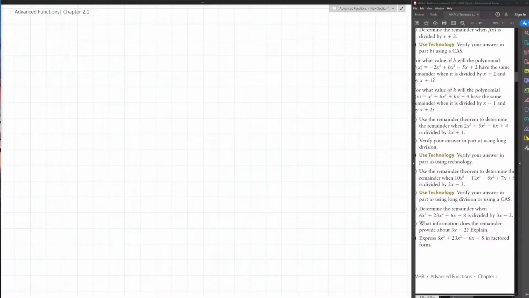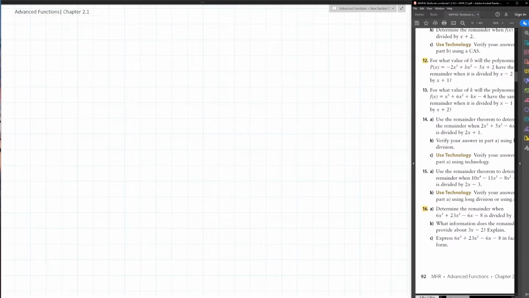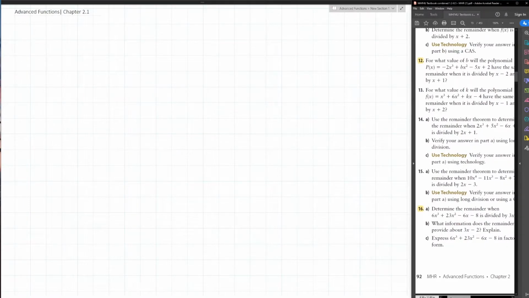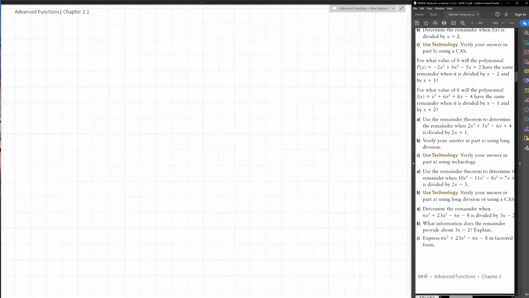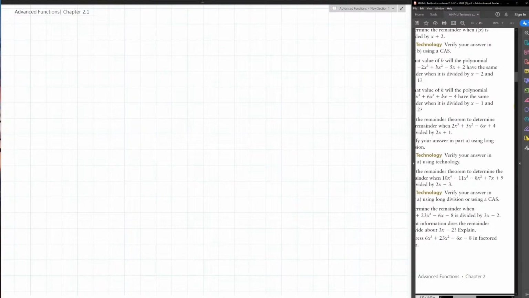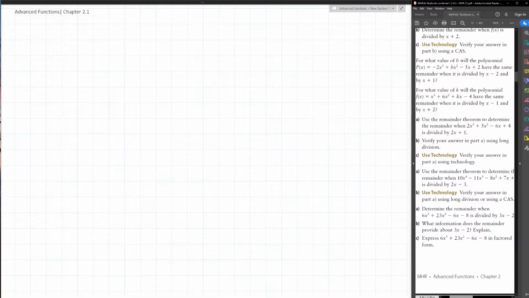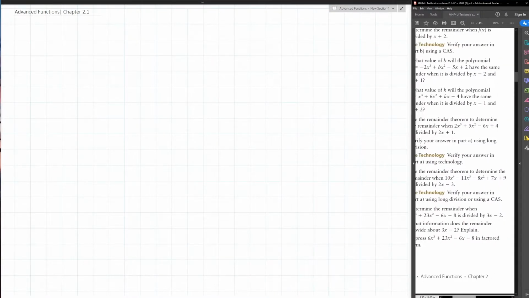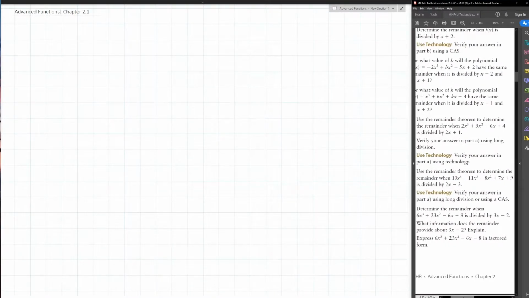Next, let's do question 16. Question 16 asks us the following. First, determine the remainder when 6x cubed plus 23x squared minus 6x minus 8 is divided by 3x minus 2. What information does the remainder provide us about 3x minus 2? And then express that in factored form.